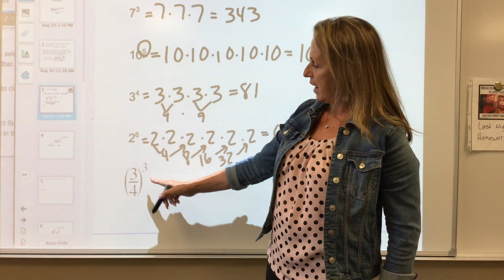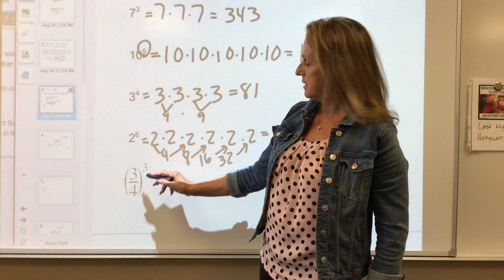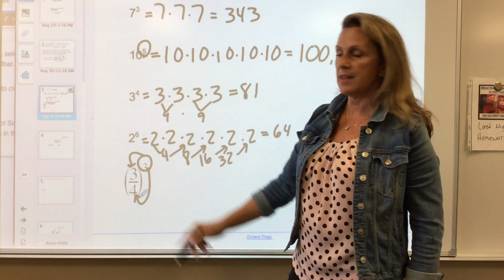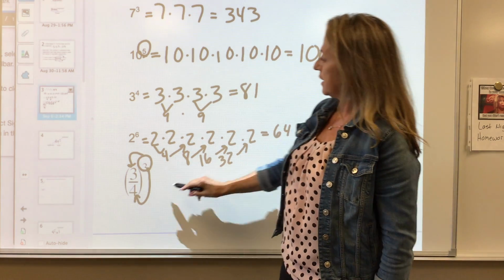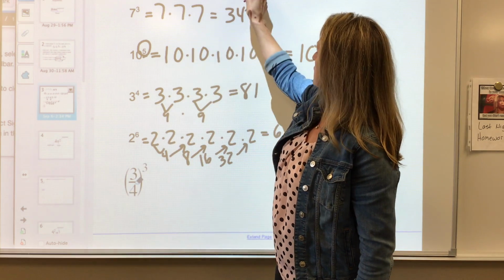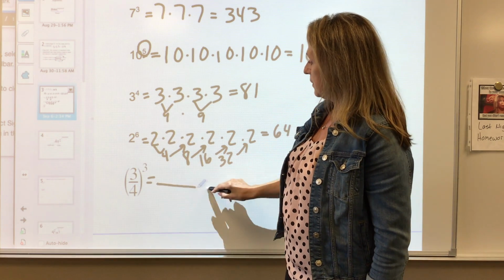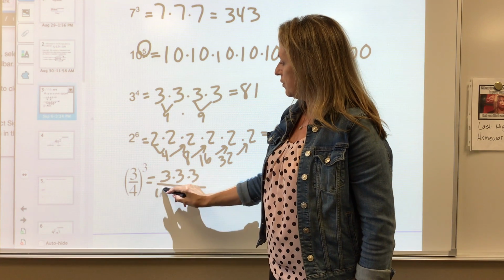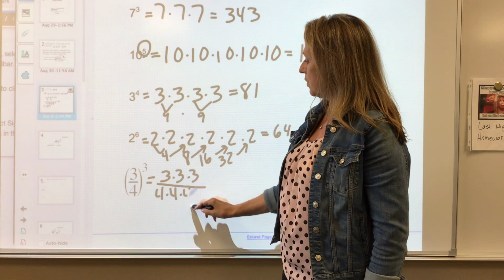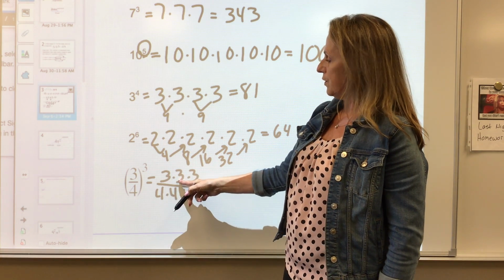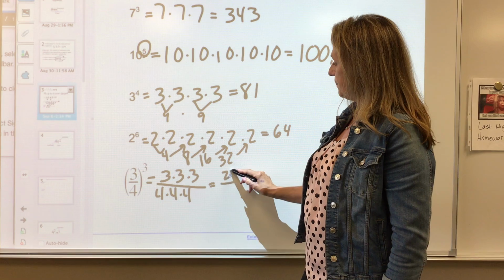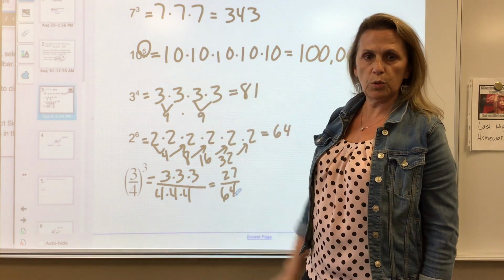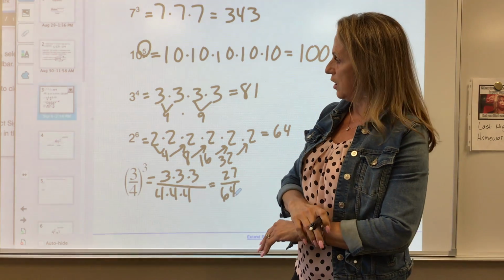Fractions. If you have a fraction that is inside a set of parentheses, that means the numerator and the denominator both receive that exponent, which is a 3. So let's just take a look at that. That means I'm going to do 3 times 3 times 3 on the top, and I'm going to do 4 times 4 times 4 on the bottom. So 3 to the 3rd, that's 9 times 3 is 27. 16 times 4 is 64. So that's just a real quick review of what exponents are and how they work.